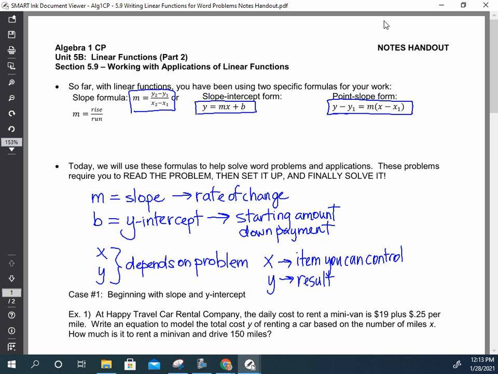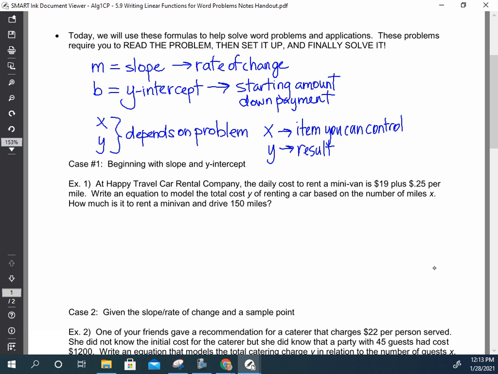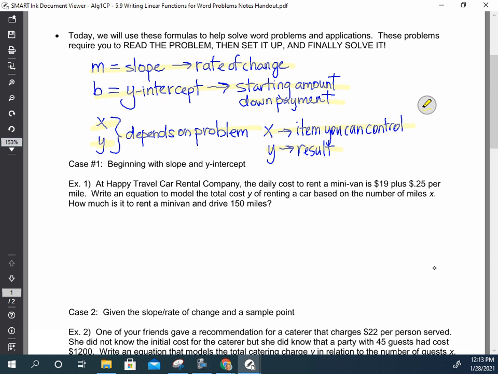So let's look at our first example. So case number 1. If I was taking notes right now, which you should, I definitely would have written all this down, because I would need this. We're going to do example 1. So case number 1, beginning with the slope and the y-intercept.